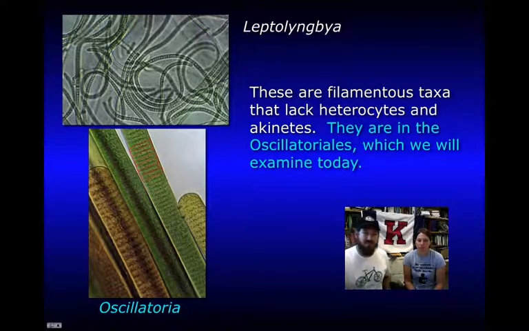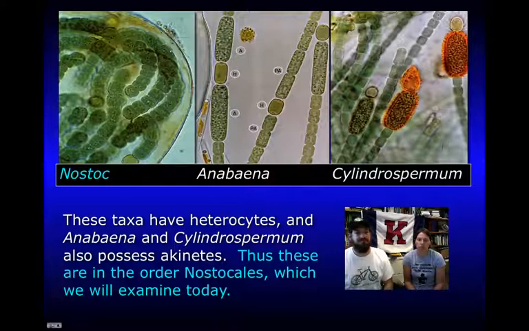And so here we can see Leptolyngbya, and in this case, the magnification isn't equivalent between these, but we have cells that are almost as long as they are wide. And Oscillatoria is one of the species that we'll be examining today.